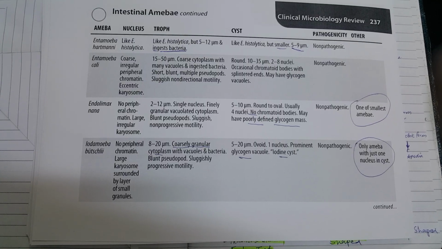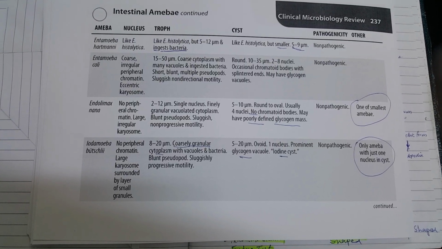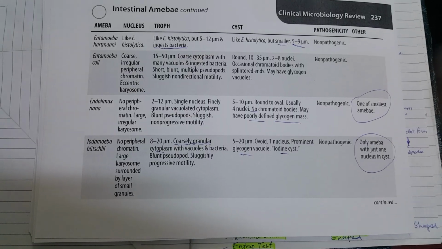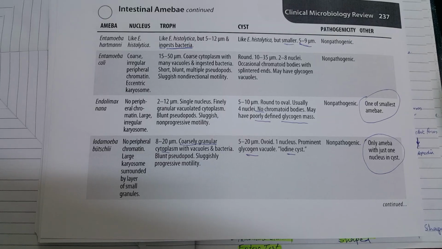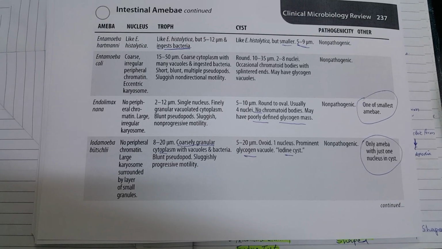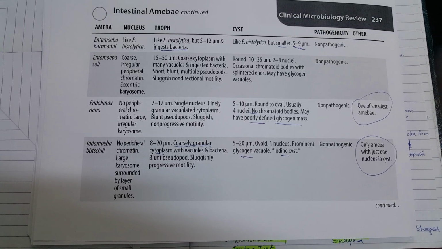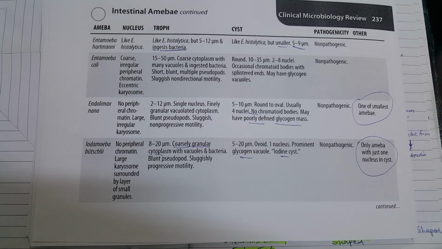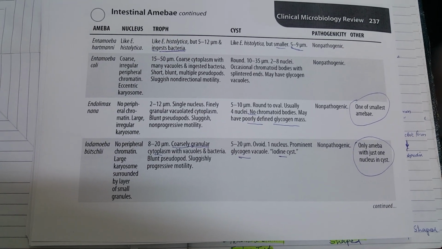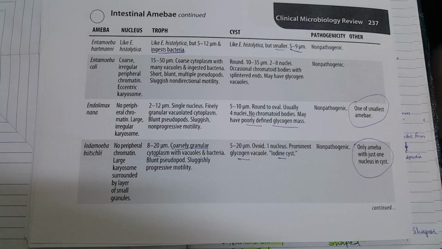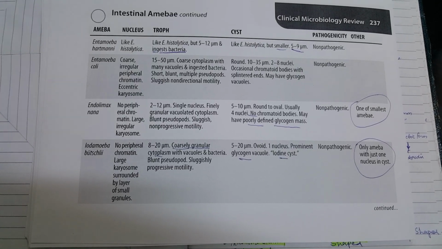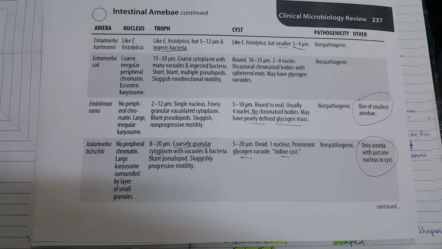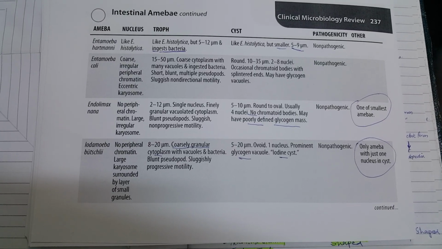Iodamoeba buetschlii has no peripheral chromatin, and a large karyosome surrounded by a layer of small granules, and it is like histolytica. It is 8 to 20 micrometers, with grossly granular cytoplasm with vacuoles and bacteria, blunt pseudopods, and sluggishly progressive motility. The cyst is 5 to 20 micrometers, ovoid, with one nucleus, a prominent glycogen vacuole that stains with iodine. It is non-pathogenic, and the only amoeba with just one nucleus in the cyst.